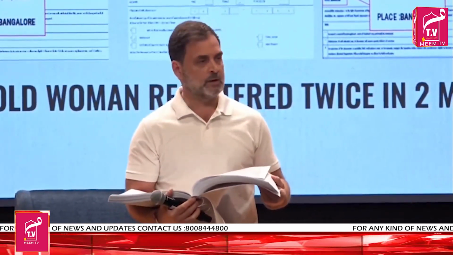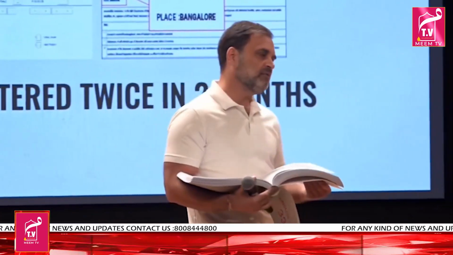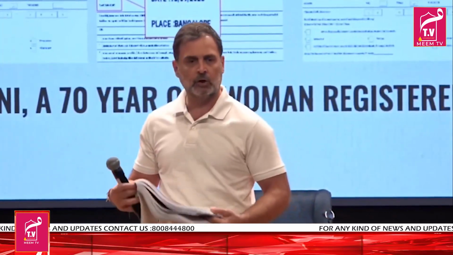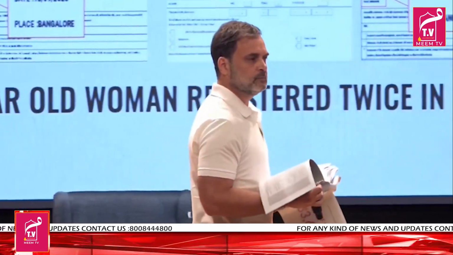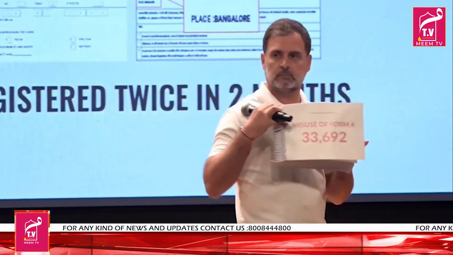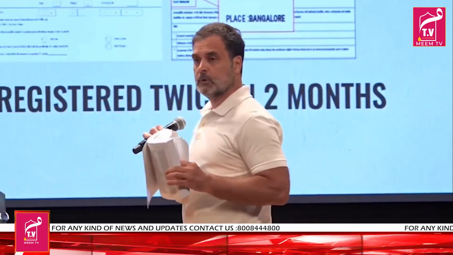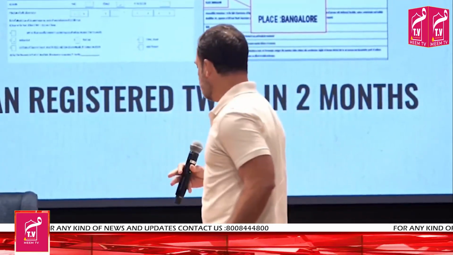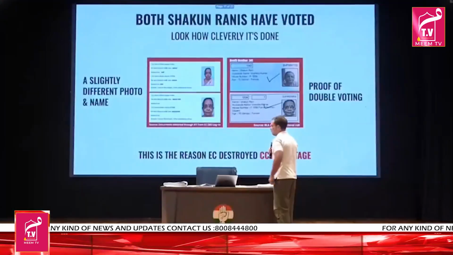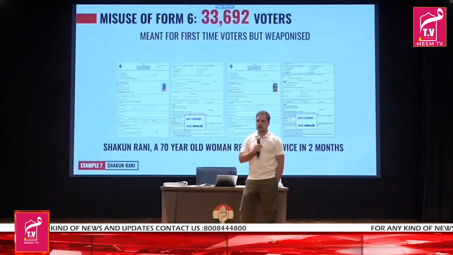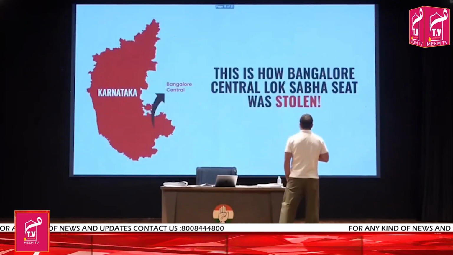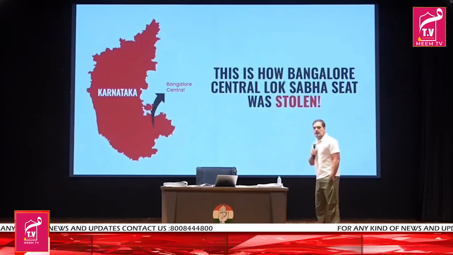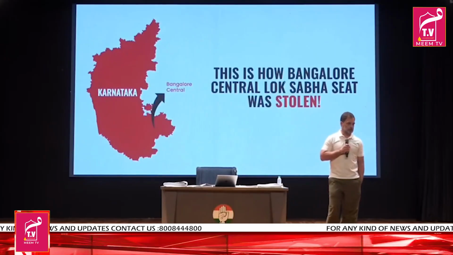They're supposed to be new voters that vote for Mr. Narendra Modi. 95, 85, 75, 65, 55, 45. This entire list does not contain a single person between the age of 18 and 25. 33,000 was stolen like this. Right? And she registers herself twice in 2 months. And then she goes and votes. Or somebody else votes for her. This is how the Bangalore Central Lok Sabha election was stolen.